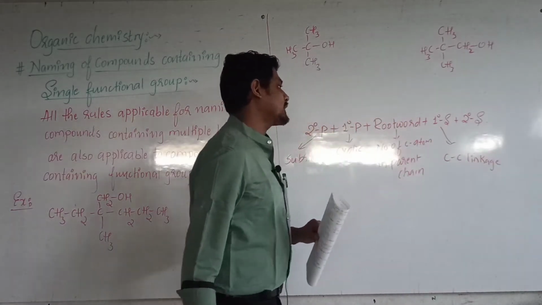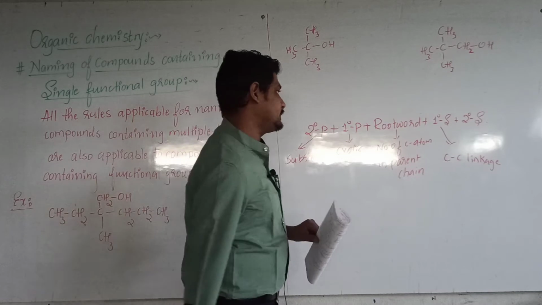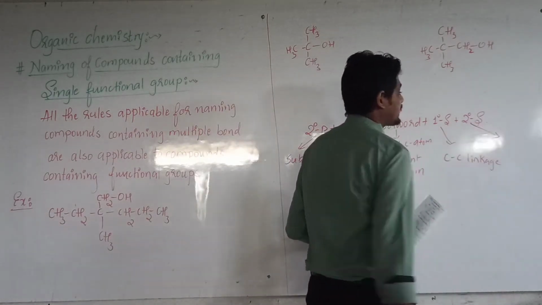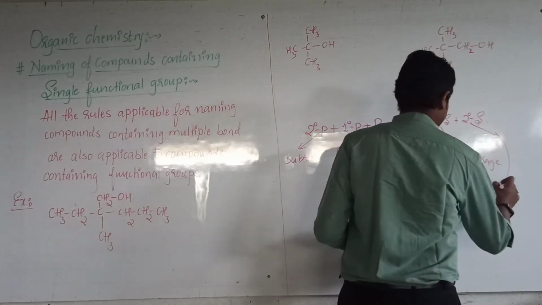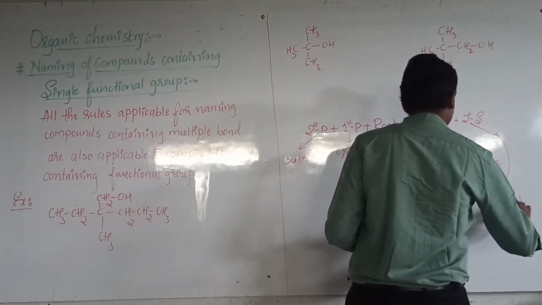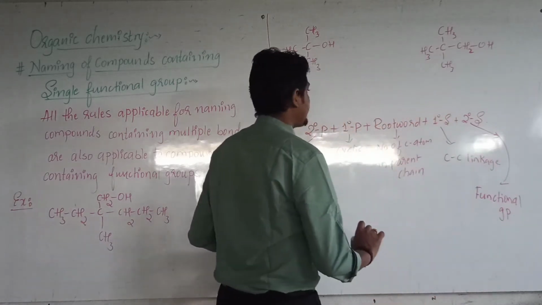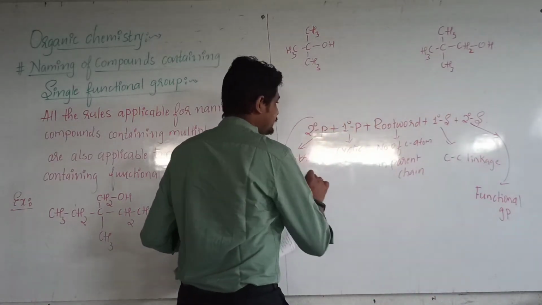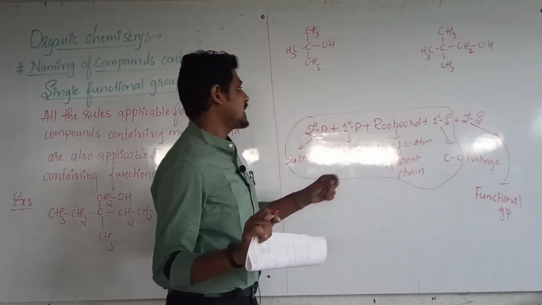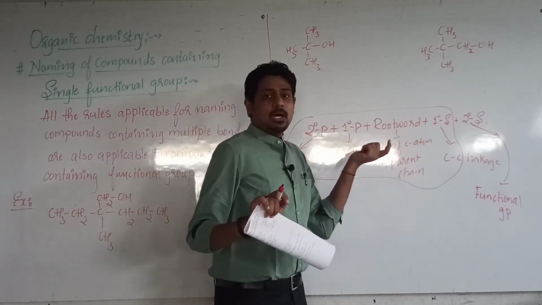Linkage means the bond between carbon and carbon: single bond, double bond, triple bond. Then the secondary suffix will tell you about the functional group. Now we have already discussed these four parts, which means we now know how to apply the rules.